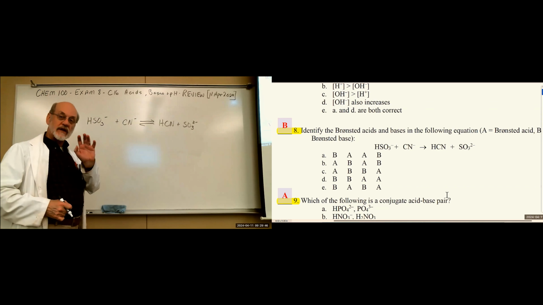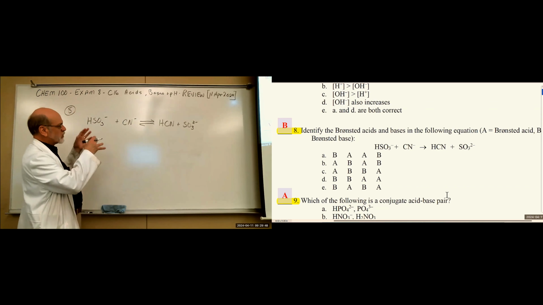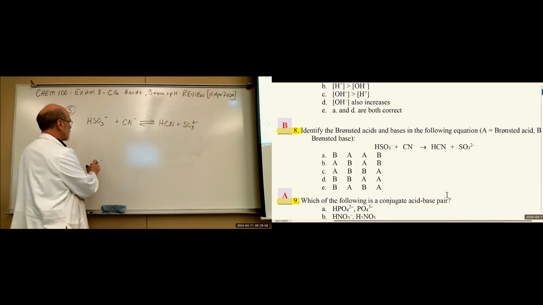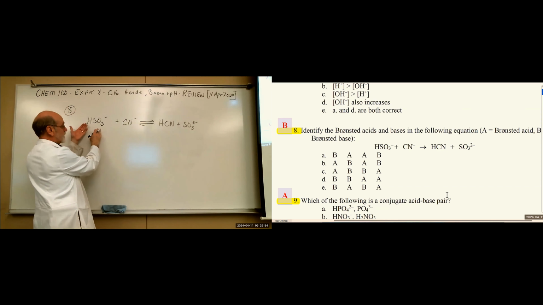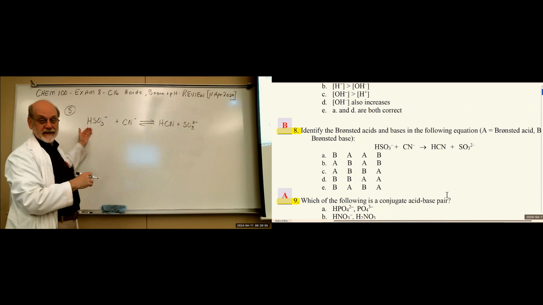It's the one that donates a proton. So how do you know which one donated a proton? Well, you look at this part. That's got a proton. Well, that doesn't have a proton. So this is the most likely candidate. And if you look at the other side, you find that's all that's left. So that proton was donated there. That makes this the acid, this the base.